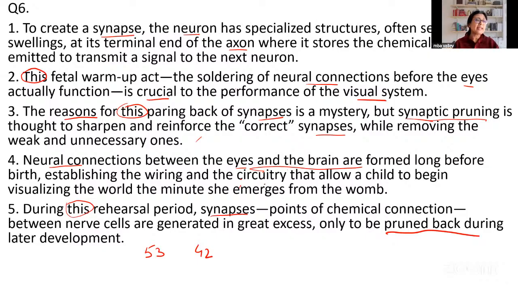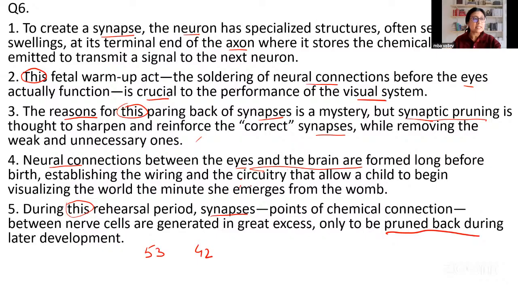So now, all of these sentences, which means 5 and 3 make a mandatory pair, 4 and 2 make a mandatory pair, right? Sentence number 1 does not make a mandatory pair anywhere. Sentence number 1 provides a technical description of synapse creation and function. It does not look at the broader context set by sentence number 4, 2, 5 and 3.